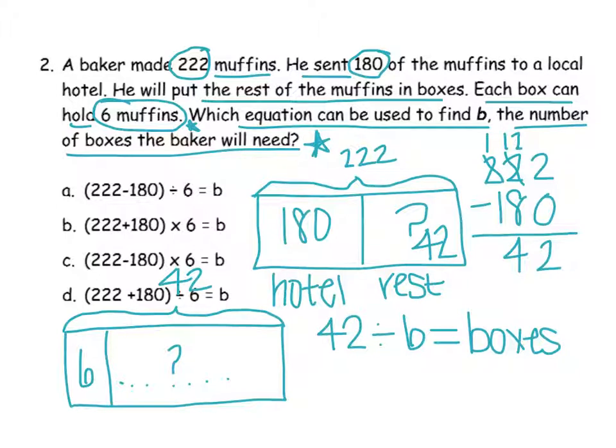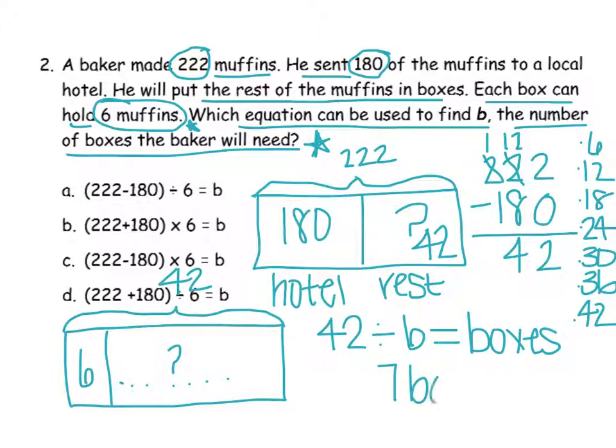So 6s are 6, 12, 18, 24, 30, 36, 42. So how many times did I have to count by 6 to get to 42? 1, 2, 3, 4, 5, 6, 7 times. So he needed a total of 7 boxes.